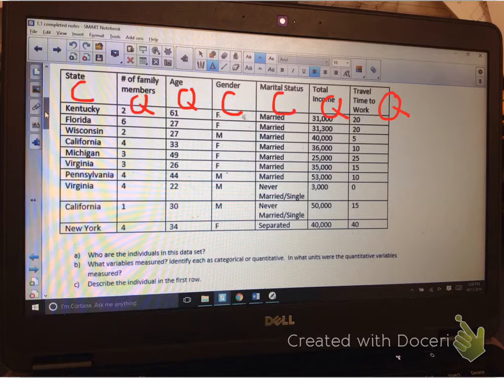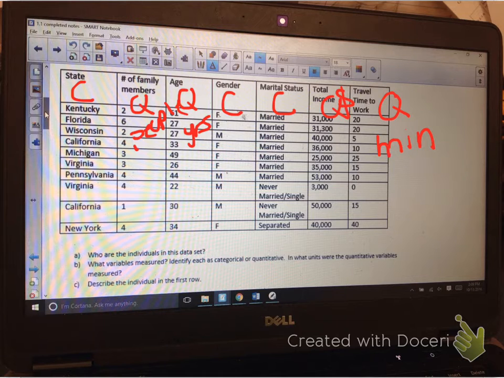Again, if they're quantitative variables, you can put units. So the units here would be hours or minutes. In this case, it looks like it's minutes. Total income would be dollars. Age would be years. And number of family members would just be people. It's still quantitative. You can find the average number of family members that someone has.